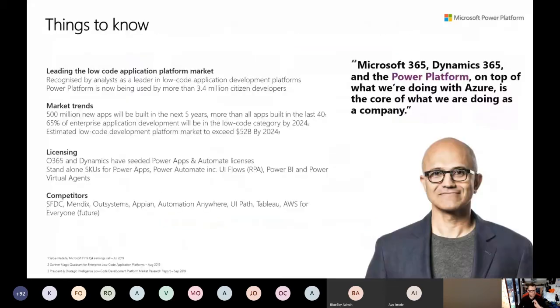So there's this awesome guy in our business in Microsoft. He's such a legend. His name is Satya Nadella. Now, Satya is our CEO, and he's a pretty clever guy, I think. You know, and Satya, he made a statement. He said, 500 million new apps will be built in the next 5 years.